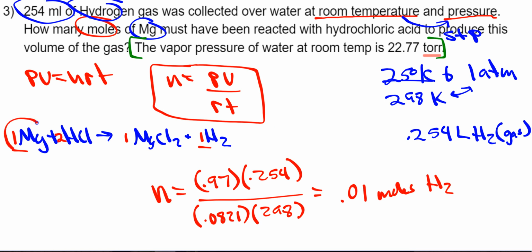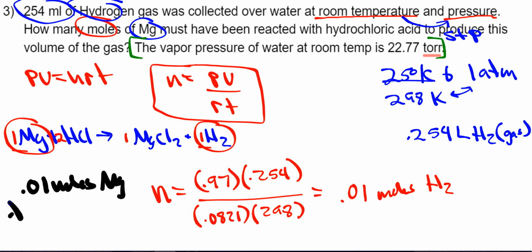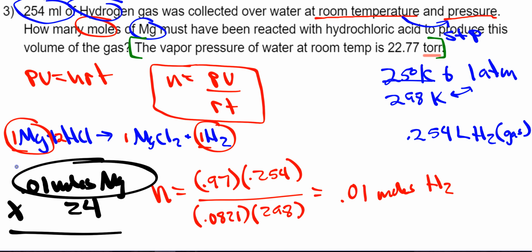Now that's moles of H2, but this is asking how many moles of Mg. But remember, it's the same because they have the same coefficient. So how many moles of Mg must be reacted? The answer overall is 0.01 moles of Mg. Now, typically, this problem asks you to answer in grams. If it asked for grams, you would just multiply this now by the molar mass of 24, and you get 0.24 grams of Mg. But it didn't ask for that, so 0.01 is our answer.